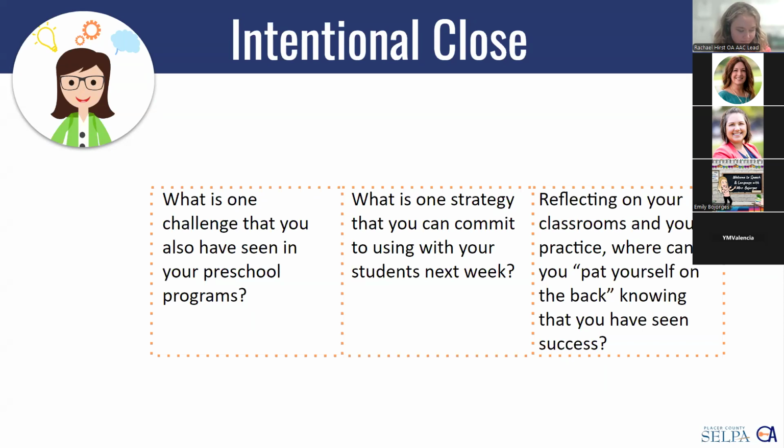And then lastly, just reflect on your classrooms and your practice, and where you can pat yourself on the back and say, yeah, these are good things that are happening. Just be proud of what you're doing already. And if you're thinking, wow, maybe I need to kick myself a little bit, then think of one of those strategies that you can go back and use tomorrow, and really continue to support your students as they're developing their language and speech at the same time.